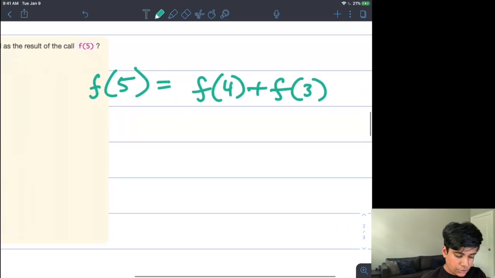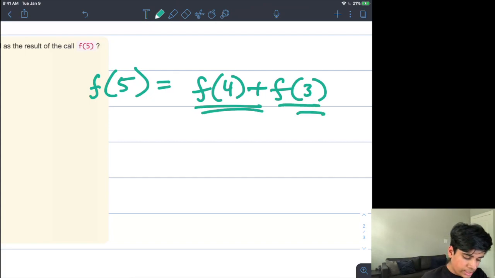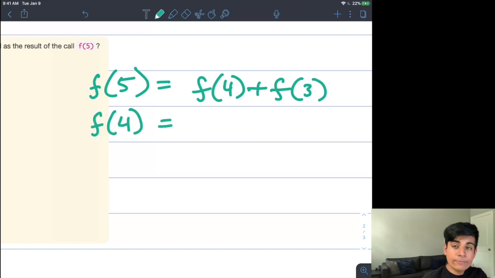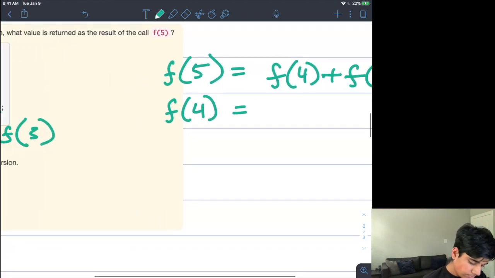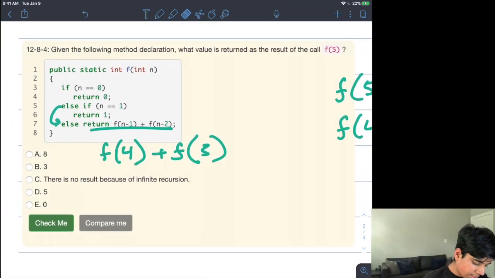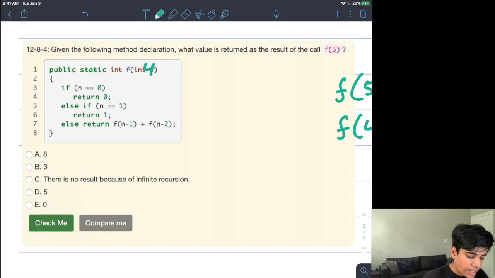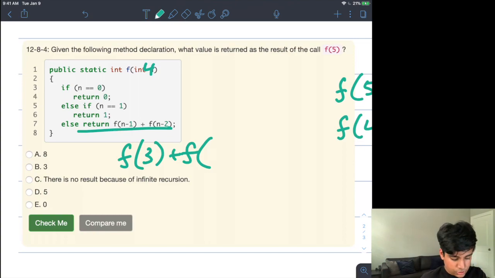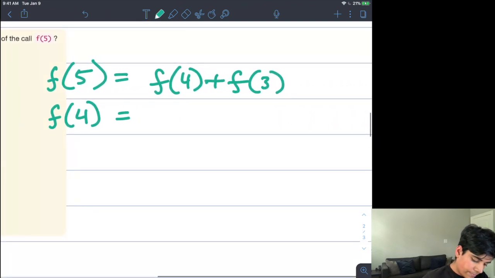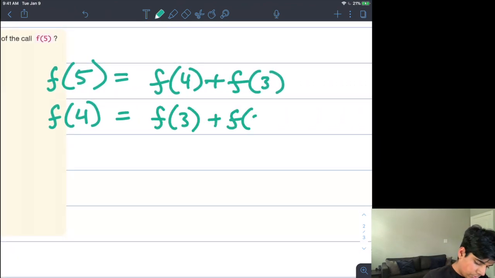Now we call two functions here, but we're going to start with the first one. f4 is the next one down, and we have to figure out what f4 is actually equal to. So we repeat the process with 4 as our parameter. Is 4 equal to 0? No. Is 4 equal to 1? No. So we go to the else statement and return f of 4 minus 1, which is 3, plus f of 4 minus 2, which is 2. So we're returning f3 plus f2.